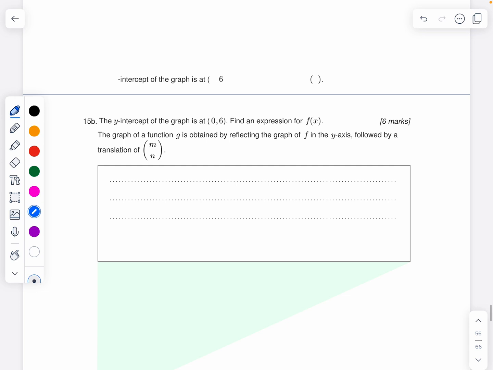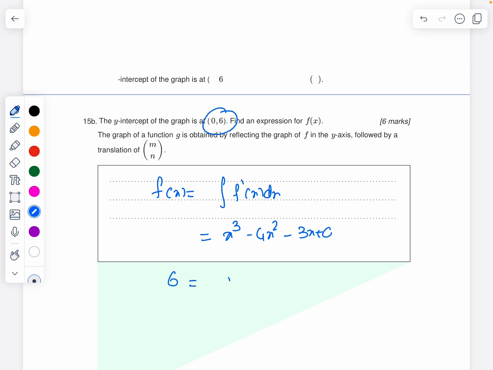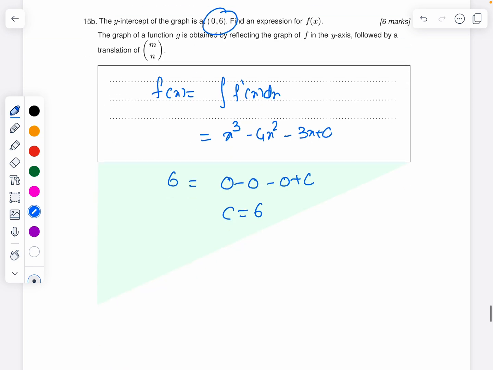The y-intercept of the graph is at (0, 6). Find the expression of f of x. So f of x equals the integral of f prime x dx. That will become x cube minus 4x square minus 3x plus c. Now the y-intercept is at (0, 6), so plug that in. 6 equals 0 minus 0 minus 0 plus c. So c equals 6. Therefore f of x will be x cube minus 4x square minus 3x plus 6.